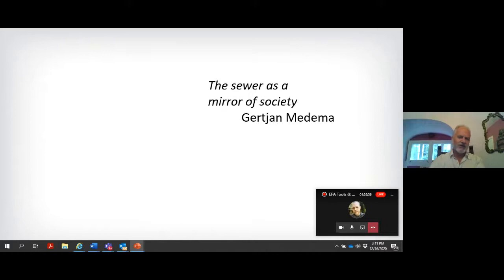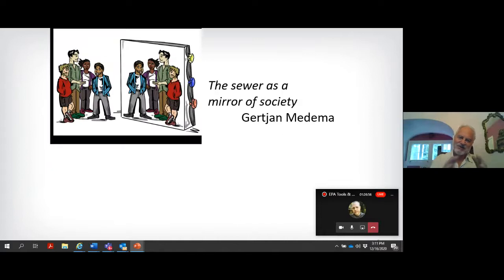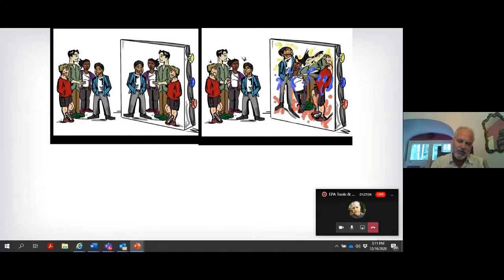So just to reiterate this concept a little bit, to frame the discussion today, this quote from Gertjan Medema, a researcher from the Netherlands who did some of the early work on this: the idea that the sewer is a mirror of society. Look in the sewer to understand what's going on in society, whether it's drug use or infection rates. And if you're using it as a mirror, I think the predominant question we have here is how distorted is that mirror, right? Are you looking at a funhouse mirror? And how clear is that reflection of what's going on in the community?